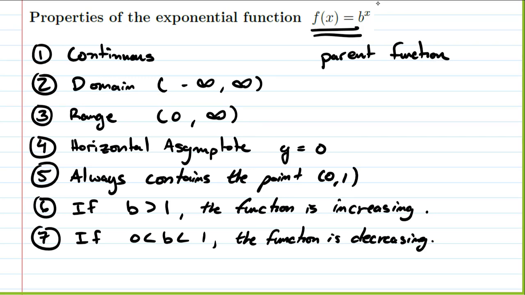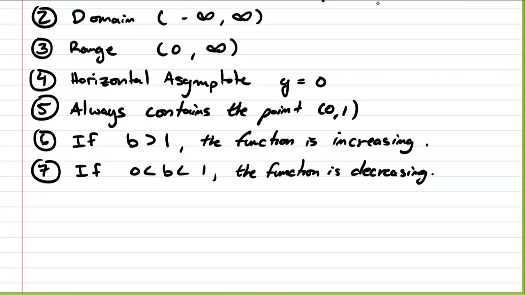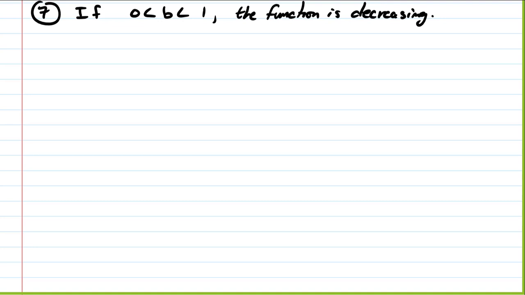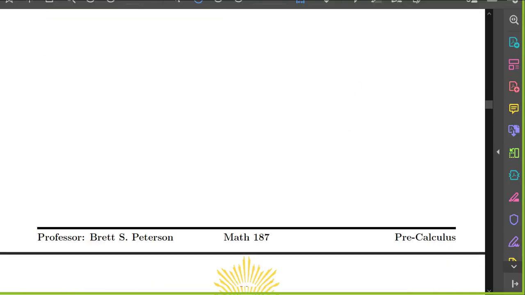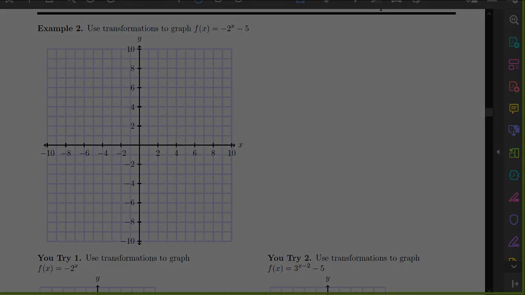So as far as our shifting rules go that we've talked about in the previous section, remember that chart we had? We're going to use it again. And this is what our parent function looks like, the graph in orange. We can apply all of our shifts to said function. All right, with all of these facts, we are now ready to do some examples.